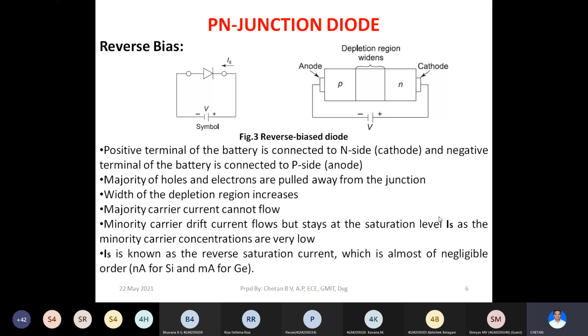In the reverse bias, as the name indicates, we are connecting the negative terminal of the battery to the positive terminal of the diode. That is, to the anode we are connecting the negative terminal of the battery, and to the cathode we are connecting the positive terminal of the battery. Now, as you already know, the depletion region is formed here.